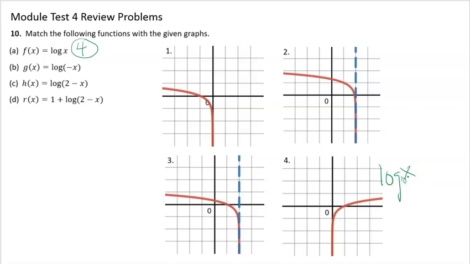Now negative x is a reflection in the y-axis. So that's actually number 1. You see, that's just the number 4 graph reflected right through the y-axis there, and you've got it.